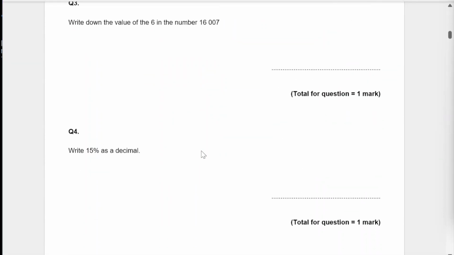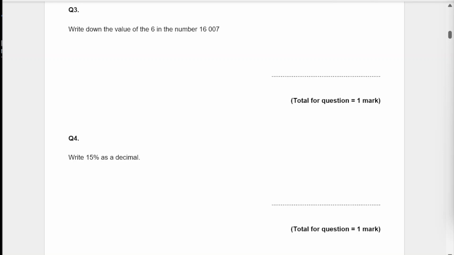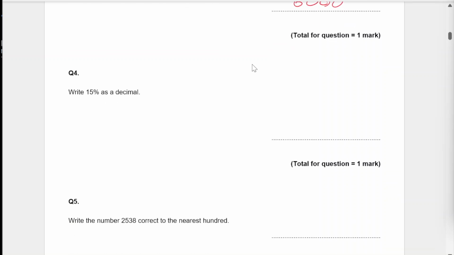Right, question 3. Write down the value of the 6 in the number 16,007. So I would just write down 6,000. You could write that in terms of numbers or in terms of words, or you could even write 6 thousands, but those are your 3 answers. Question 4, write 15% as a decimal. Well, 15% is 15 out of 100, so it's 15 hundredths, so 0.15.